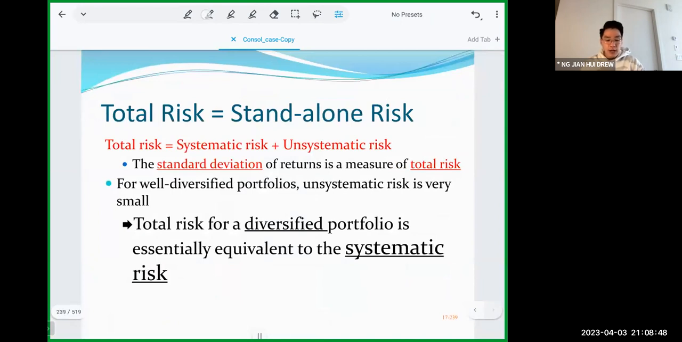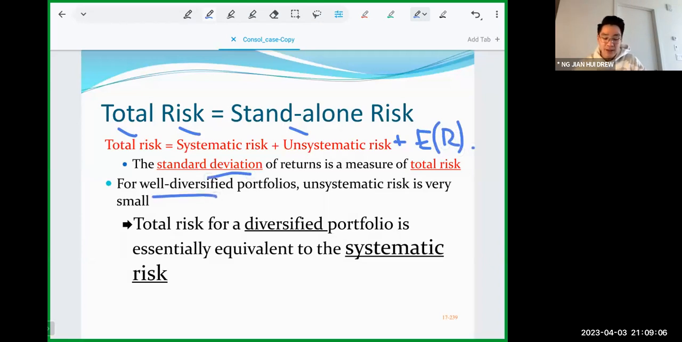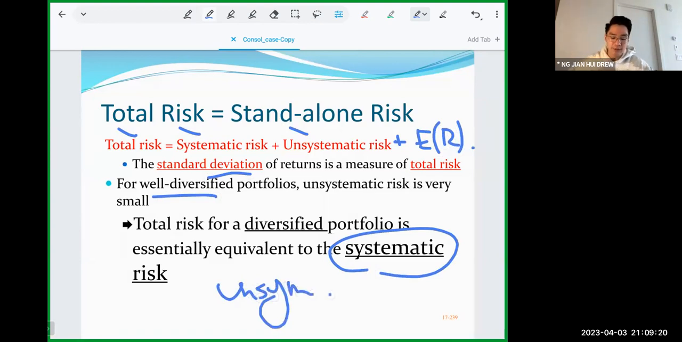All right, so this is just a repeat slide, just to drill in the concept that total risk equals systematic plus unsystematic plus, remember, expected return, here a bit missing. Okay, and remember, total risk is measured by standard deviation. In a well-diversified portfolio, whatever remains is actually only the systematic component, as the unsystematic is fully diversified away. SYM is fully diversified away.